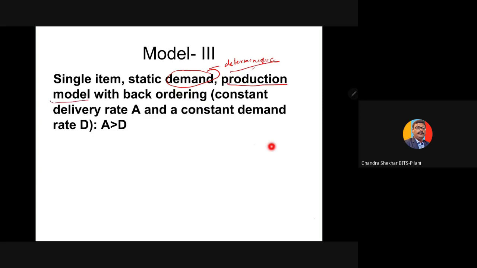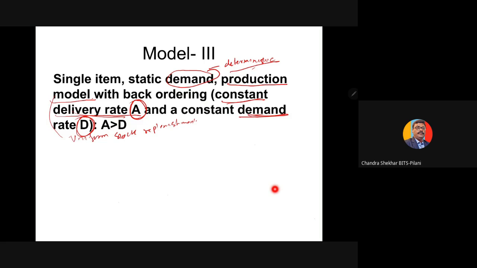Then production model means here we have uniform stock replacement, with back ordering, meaning shortages are allowed. You have seen we have two types of shortages, either no backlogging or with backlogging. So here we are considering with back ordering. And in this production model, we have a constant delivery rate, given to you as A, and we have a constant demand rate, which we denote by D.